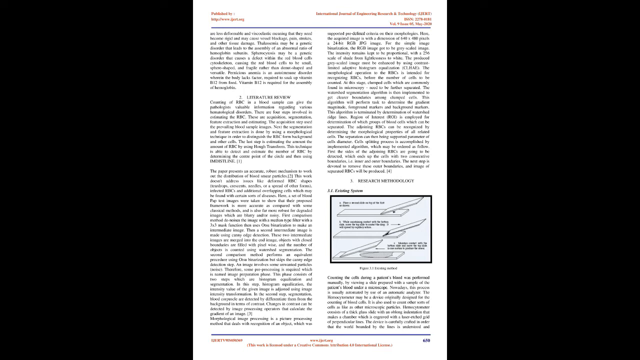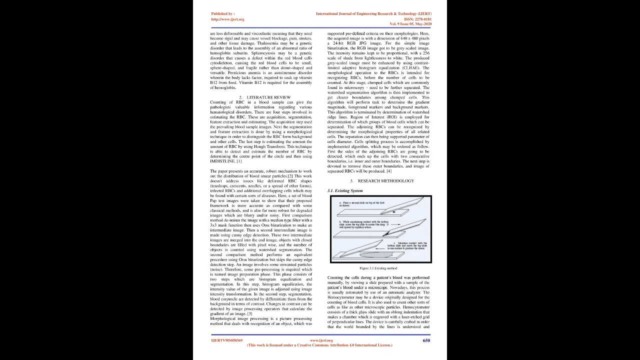There are 4 steps involved in estimating the RBC. These are acquisition, segmentation, feature extraction, and estimating. The acquisition step uses the existing blood sample images. Next, the segmentation and feature extraction is done using a morphological technique in order to distinguish the RBCs from the background and other cells. The last step is estimating the number of RBCs using the Hough transform. This technique is able to detect and estimate the number of RBCs by determining the center point of the circle and then using the radius line.